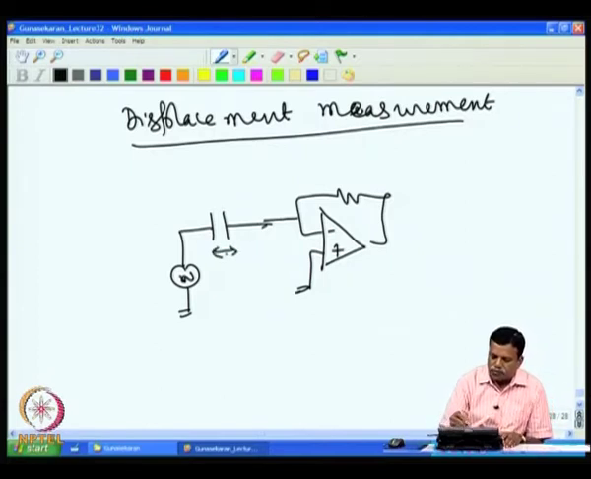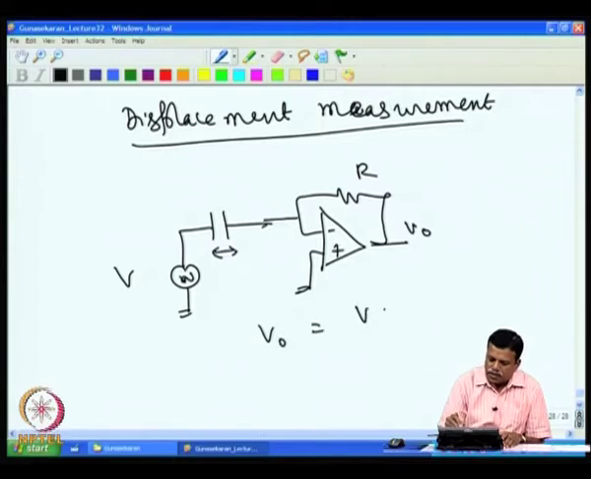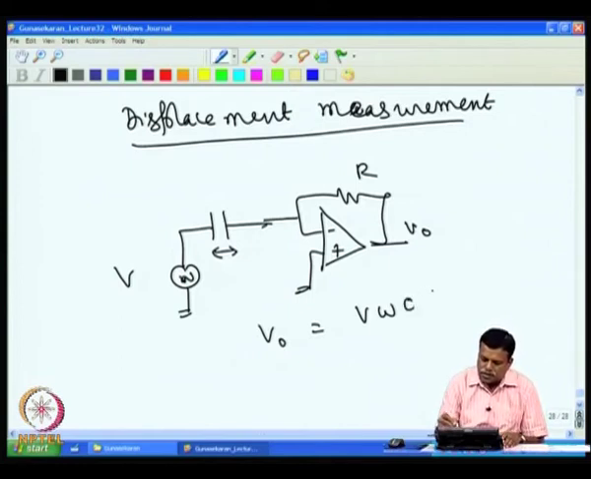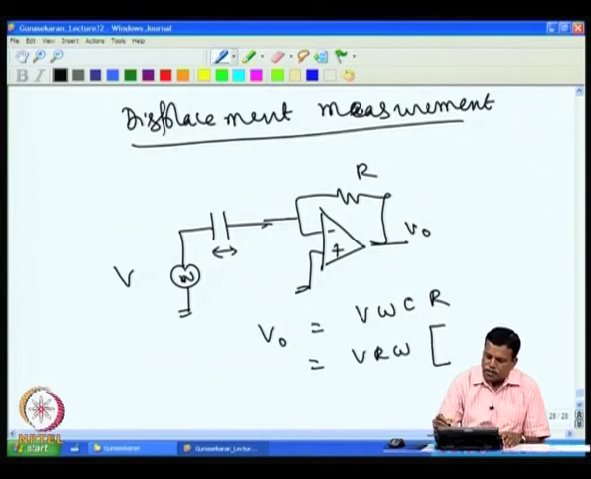So, now the output voltage, which is V naught, is given by V omega C into R. If we take V, R, omega as constant, then C can be written as epsilon naught A by D, and that constant epsilon naught can be used.